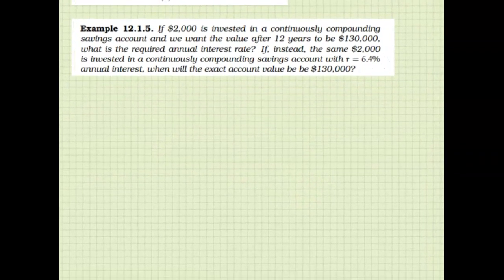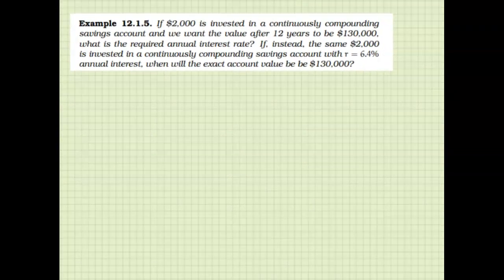If $2,000 is invested in a continuously compounding savings account, and we want the value after 12 years to be $130,000, what is the required annual interest rate? If instead the same $2,000 is invested in a continuously compounding savings account with R equals 6.4% annual interest, then when will the account value be $130,000? So we have a couple of problems in there that are related.